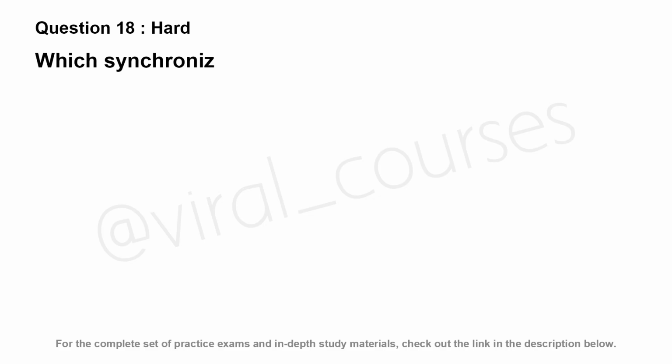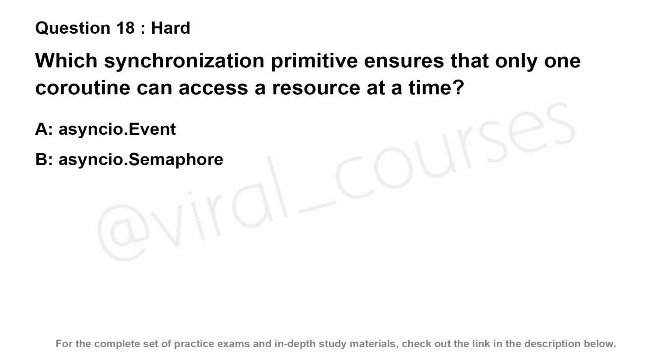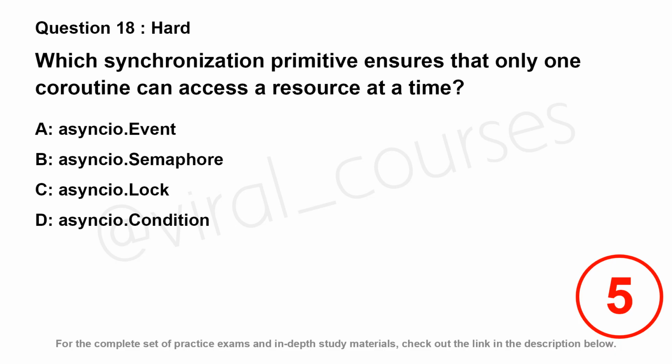Which synchronization primitive ensures that only one coroutine can access a resource at a time? Option A. asyncio.Event. Option B. asyncio.Semaphore. Option C. asyncio.Lock. Option D. asyncio.Condition.